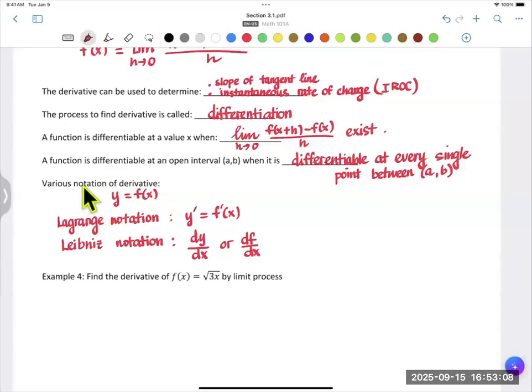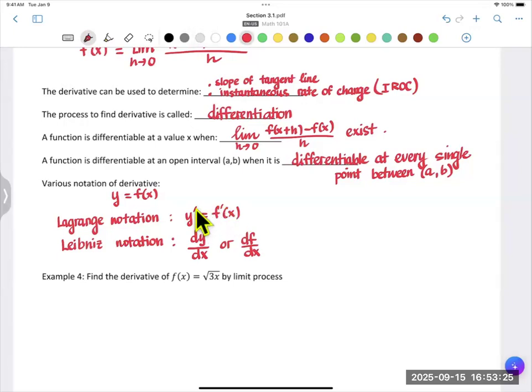Okay, so here is some notation for the derivative of the function y equals f of x. For the Lagrange notation, you can have y prime. So this is read as y prime or f prime of x.